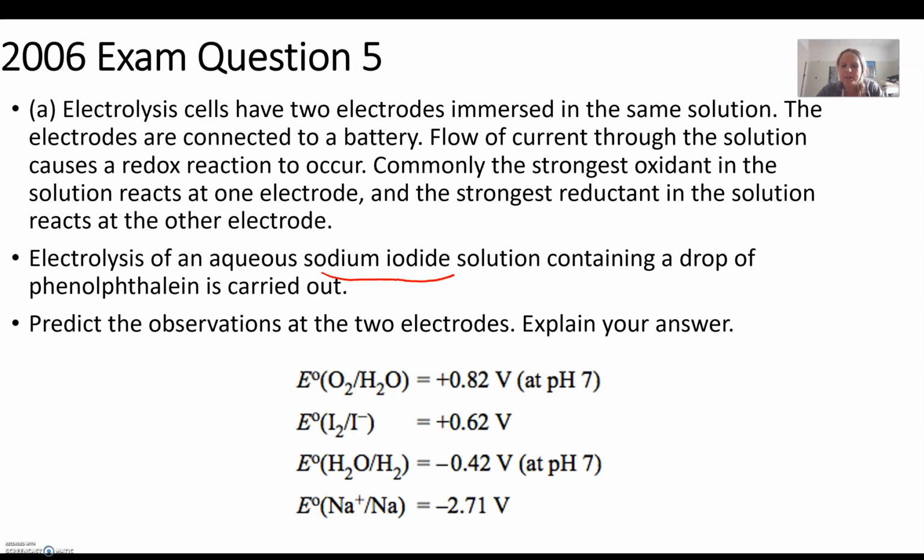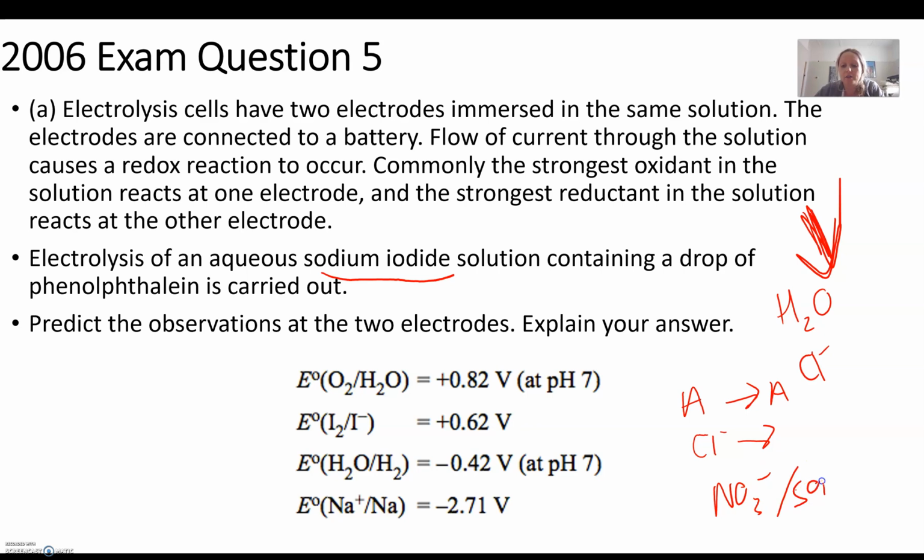It says here, commonly the strongest oxidant in the solution reacts and the strongest reductant reacts. Now, we know this doesn't actually always happen because we've seen many examples before where water actually has the lowest reduction potential, but chloride gets oxidized instead. So I always stick to the rule that when we're doing electrolysis, anions will go towards the anode, except for nitrate and sulfate. Those are our two exceptions. The reason is that nitrate and sulfate are in their maximum oxidation states, and so they can't get oxidized. So that's just something to note.